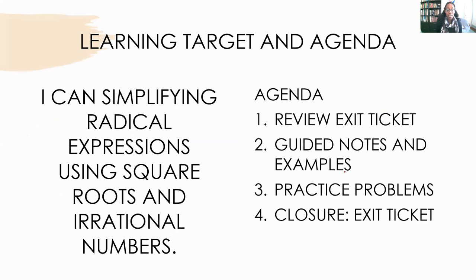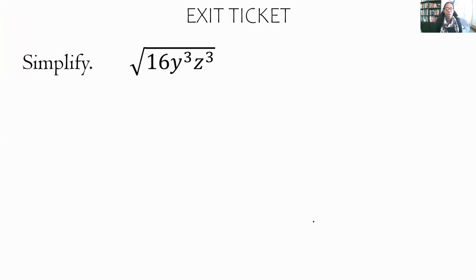So we did look at the exit ticket from last time. We definitely looked at some guided notes and definitely looked at some examples. We got those practice problems. So now let's work on the exit ticket. So you have one problem I want you to simplify. So the square root of 16y cubed, z cubed. All right, so see if you can break that down.